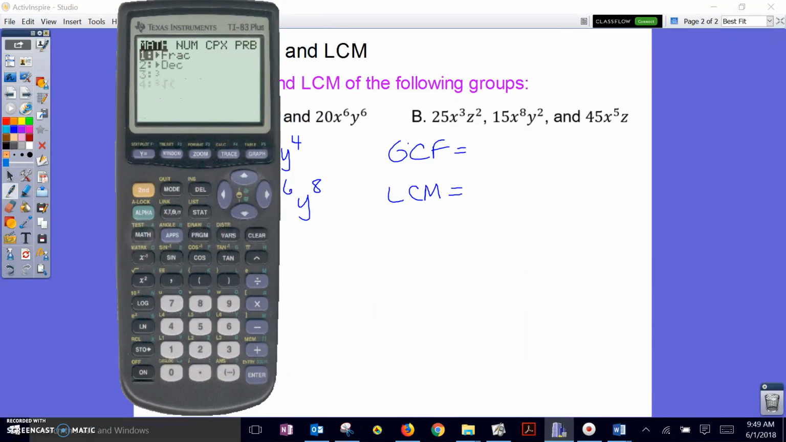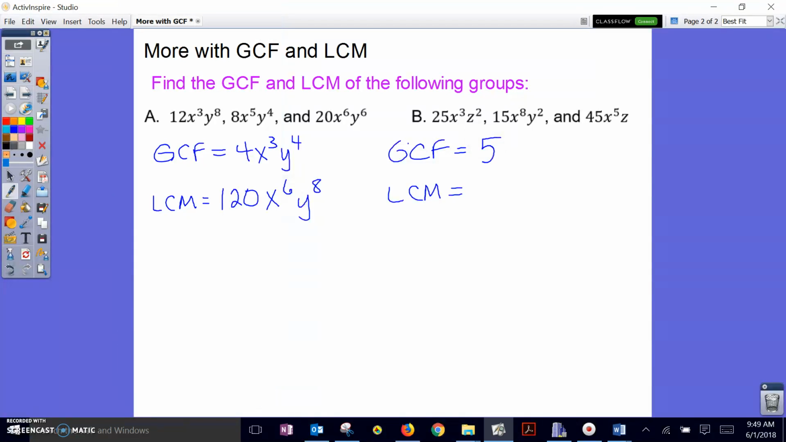First, I'm going to start with the numerical portion. GCD of 25 and 15. It's 5. And GCD of 5 and the third number in the list. The GCF here is going to have a numerical portion of 5. And then I want the smallest power of each variable that appears. Let's see, I've got an x to the third, an x to the 8th, and an x to the 5th. The smallest of those is x to the third.